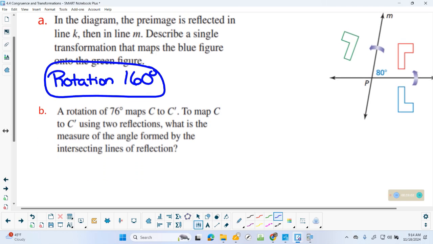All right, final little question here. A rotation of 76 maps C to C prime. To map C to C prime using 2 reflections, what's the measure of the angle formed by the intersecting lines? Well, this is really not that exciting. You have your 76 degrees, and they want to split that into 2 reflections. How much would each individual reflection be? How are you going to figure it out? 76 divided by 2. Can you do that in your head? What's 76 divided by 2? 38. So each one would be 38.